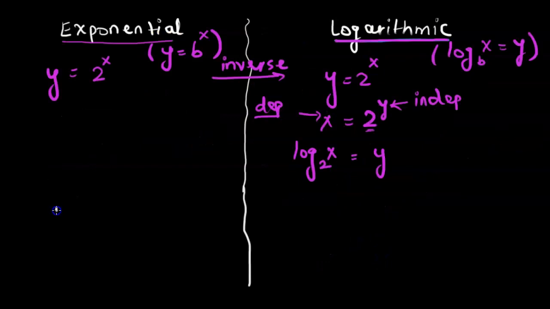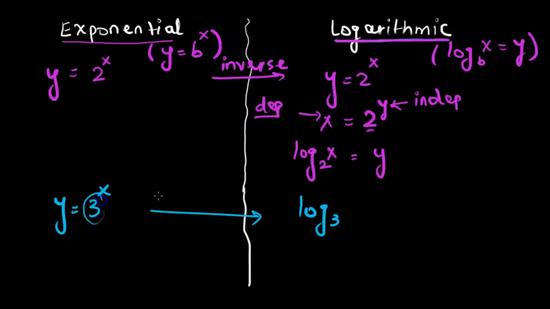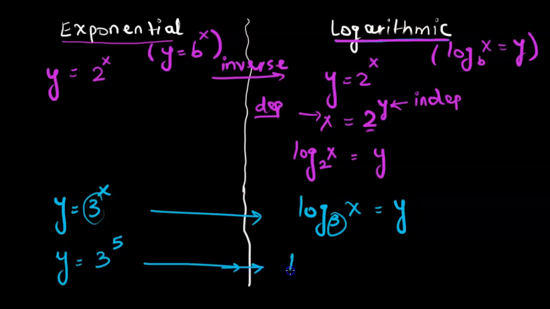Let's take up another example. Let's say we have y equal to 3 to the power x, and we have to change it to the inverse, or to the logarithmic function. We would write it as log to the base of 3. So the base here is 3, the base stays the same. We just have to interchange x and y, and it looks like this. So if we have y is equal to 3 to the power 5, we write it as log to the base of 3 of y equal to 5.